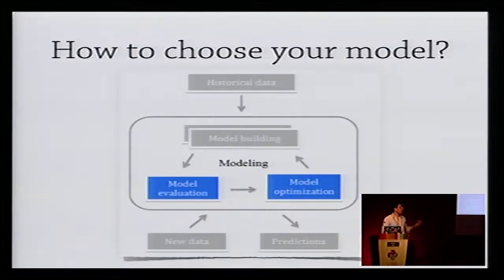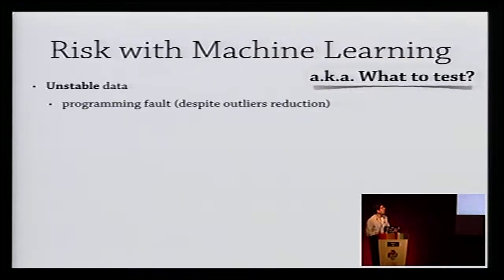And we want to evaluate the performance of the model, and we want to optimize the model. So in this case, it means trying to tune the parameters of the model in order to improve the performances. So we want to deal with this iterative process in this talk. And what about the risk? The risk related to machine learning.